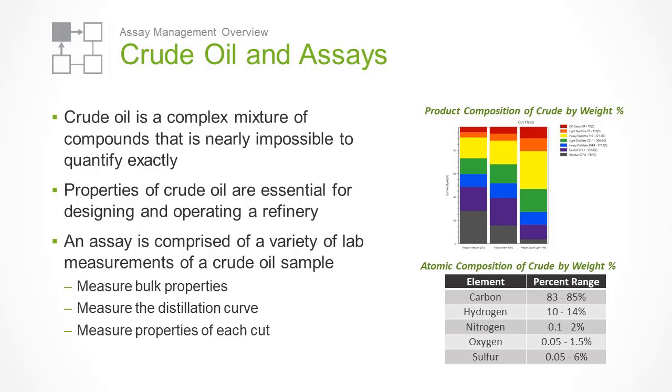To begin an assay, various tests are run on the sample. The sample is batch distilled to completion following a standard procedure such as ASTM D2892 to produce a TBP distillation curve. The distillate that comes over between two specific points is called a cut, and several cuts are generally taken for each sample. Each cut is analyzed for properties that are important for petroleum processing, and then all of the data is compiled into the final assay report.